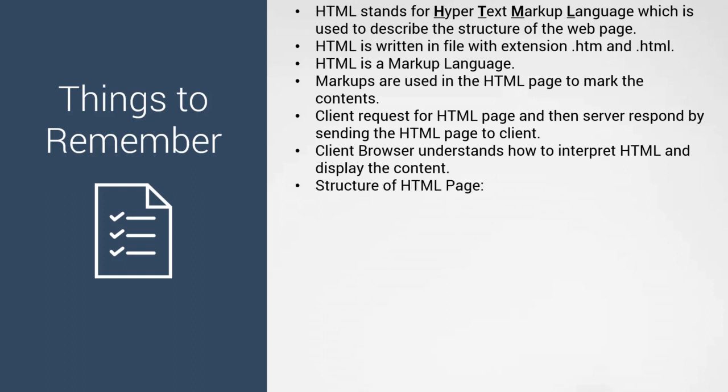Then we have talked about the structure of the HTML page. HTML, then you have a head, then you have a meta tag inside the head, and then you have a title tag describing the title of your page. Then you have your body, where all the tags that you write inside the body are displayed onto the web page content. Then you write h1 for the heading and p for paragraph.